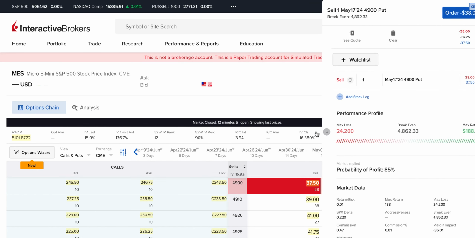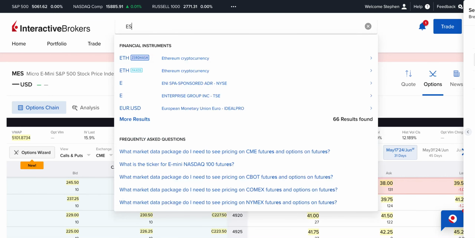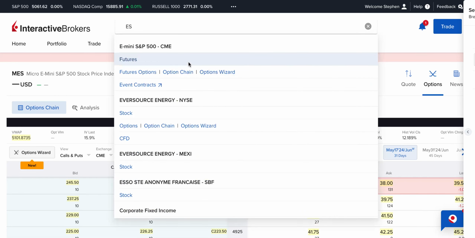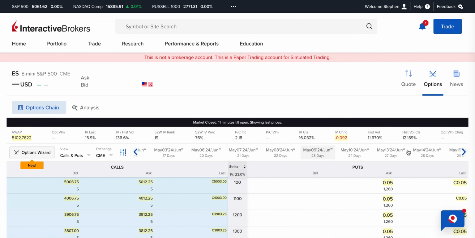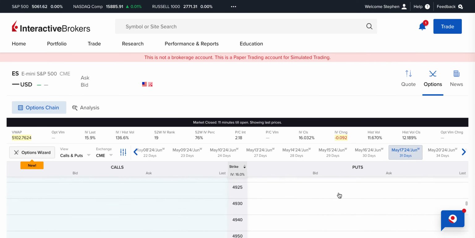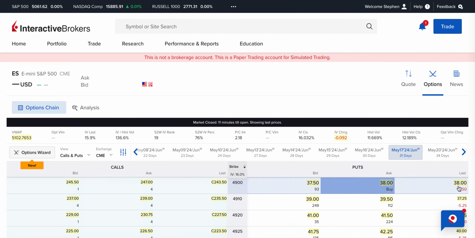Now to show you how you would do it if you had not the micro futures, let's say we had the ES futures. This is the bigger contract. Again, we're going to go on the option chain here, and it's exactly the same process. We're going to go out to May the 17th and sell the 4,900 puts. In that situation, it's the same quote you're getting. The difference is the multiples are a lot bigger. They're much bigger contracts, so you're getting a multiple of 50 on that. So you would actually generate more premium.